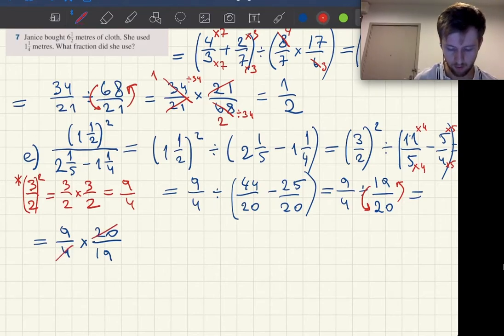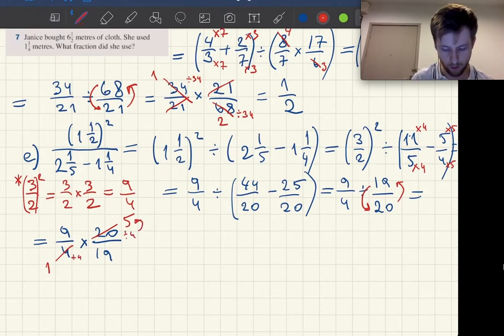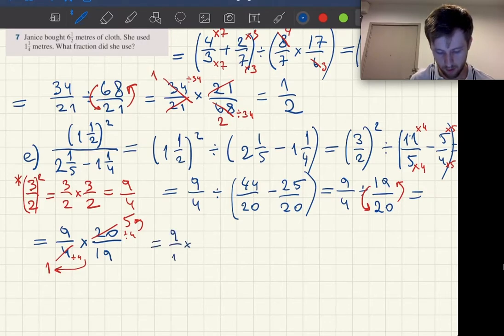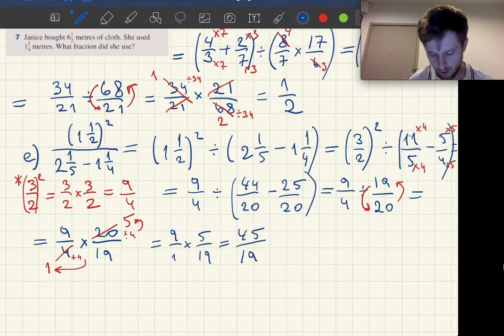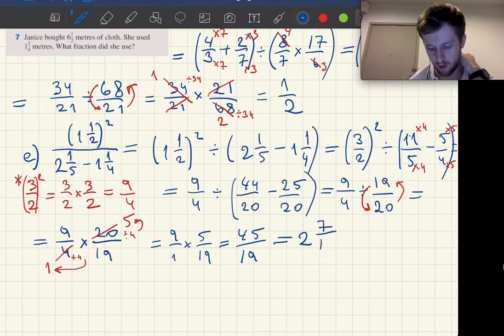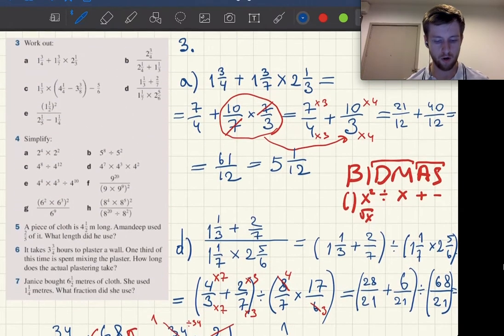20 and 4, like this. So what we get is 1 here and we get 5 here. I'm dividing them both by 4. Like 20 divided by 4 is 5. 4 divided by 4 is 1. So what we have left is 9 times 5, 9 over 1 times 5 over 19, so we get 45 over 19, which is the same as 2 and 7 over 19. That's number 3 for you.